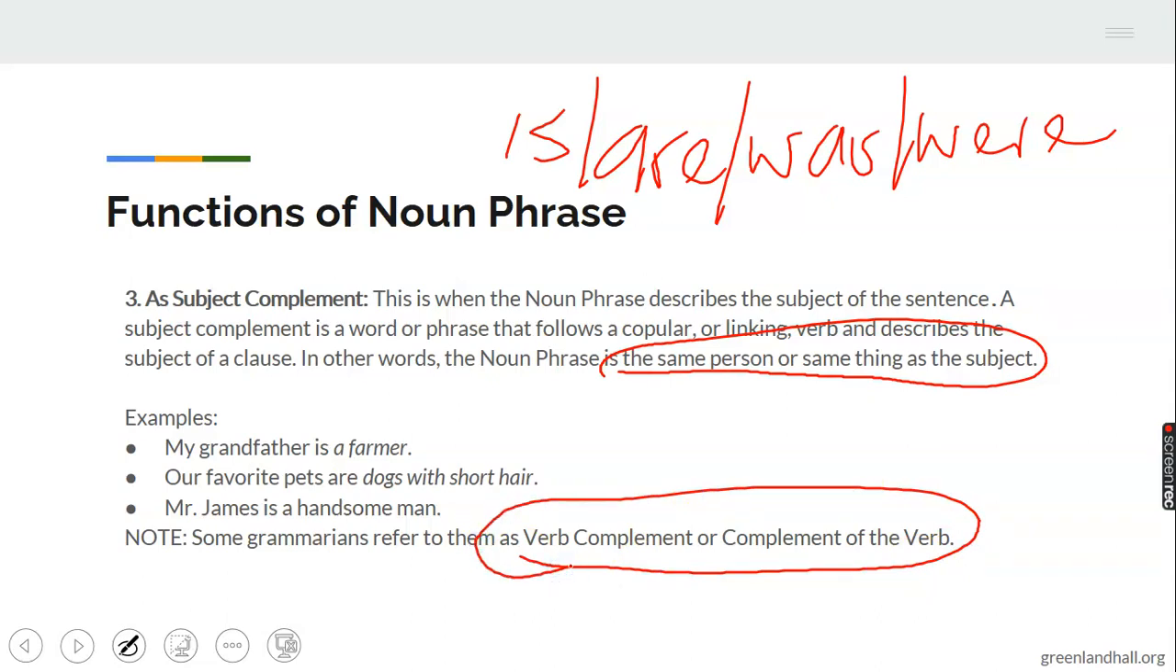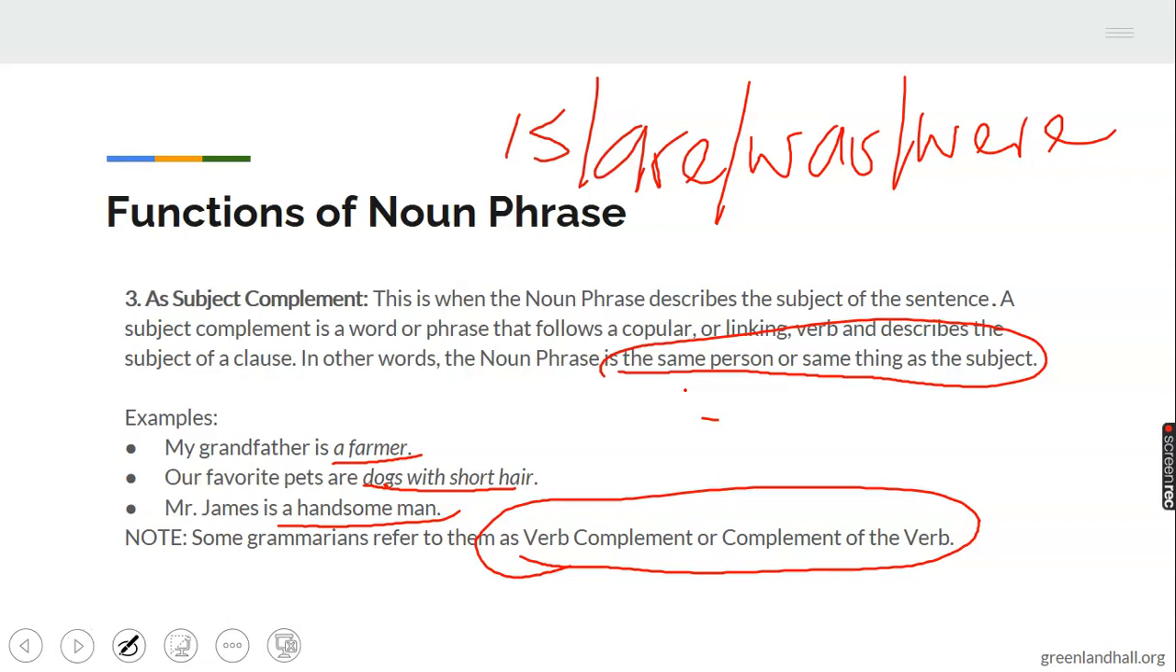This is a noun phrase here. Mind you, I told you that the noun phrase is the same thing as the subject. What is the subject here? My grandfather. Who is my grandfather? A farmer. Who is a farmer? My grandfather. The same thing. No argument. They are the same thing.